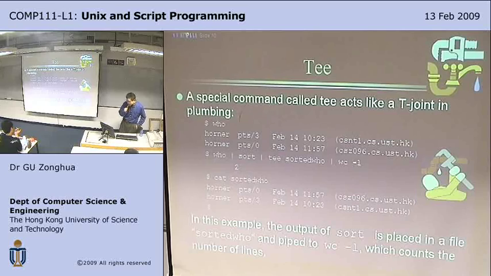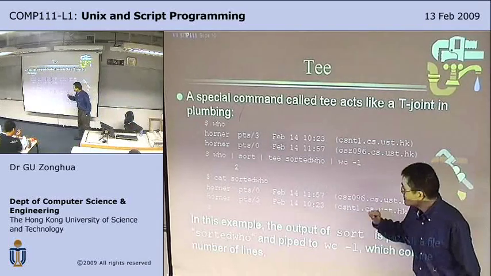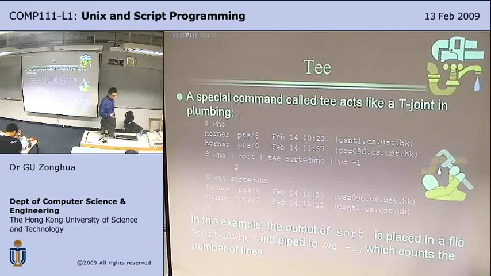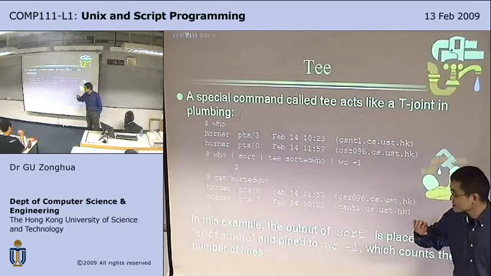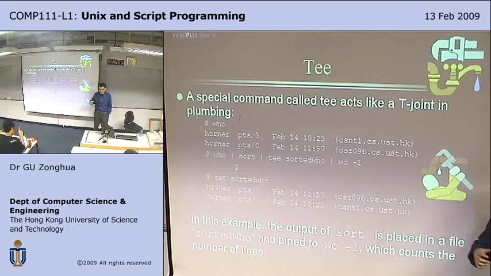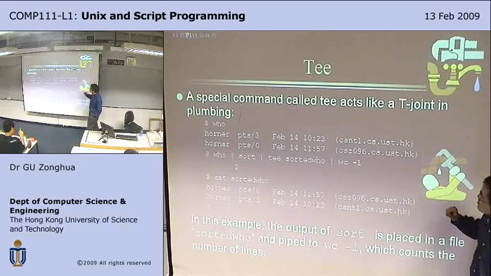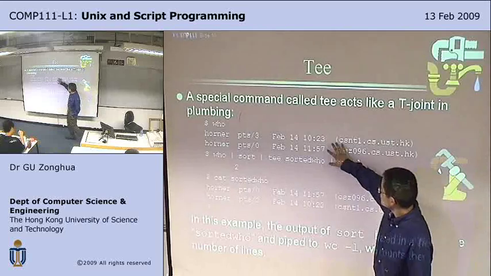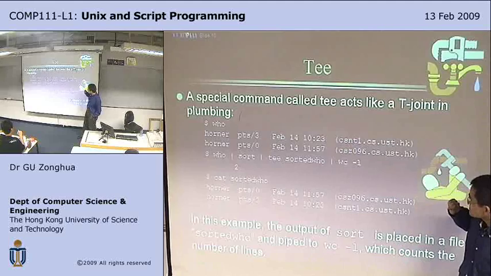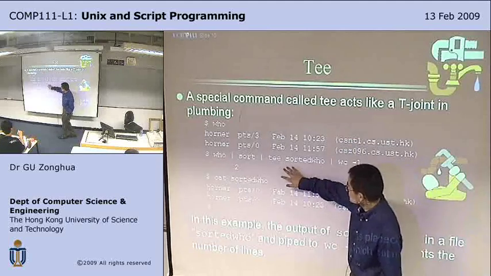So, last slide. T is the command named after the T joint in plumbing. What is a T joint? It is like a side branch that you place in a plumbing system to draw some water from the main branch. So here's the command who. You see these two terminal sessions. You say who, then sort.